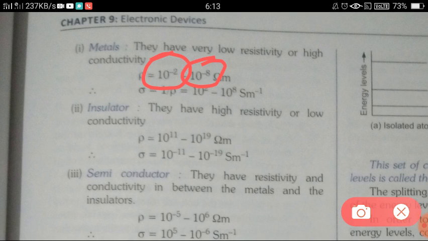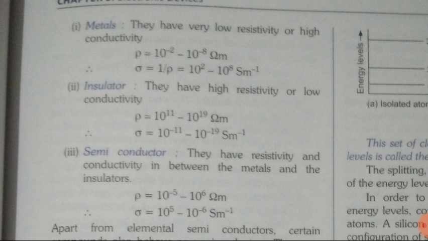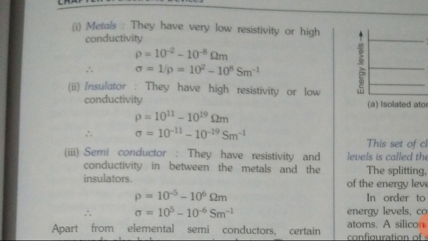But here in insulator the resistivity is very high, that's why its power is positive, and conductivity is low, that's why its power is negative here. Okay, so you just have to remember the power for resistivity. Conductivity is also having the same power, but only the signs will change. In metals, resistivity is having negative sign, but in insulator the conductivity is having the negative sign.